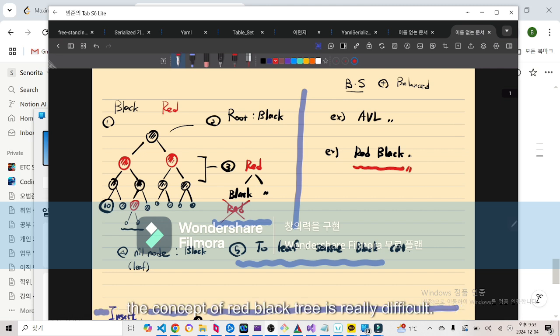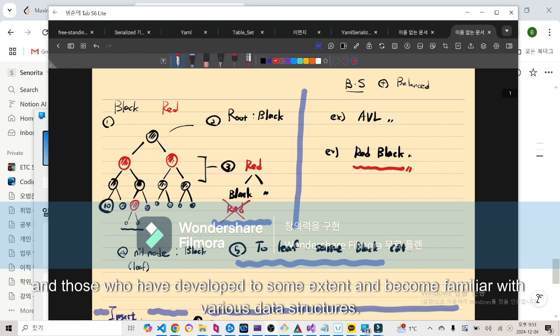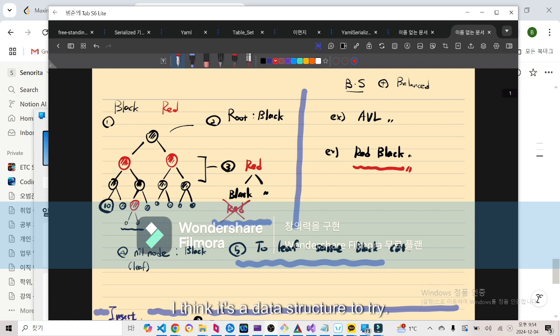Actually, the concept of the Red-Black tree is really difficult. Therefore, it is a bit difficult for beginners to learn from the beginning. I think it's a data structure to try for those who have developed to some extent and become familiar with various data structures. Okay, so let's get started.